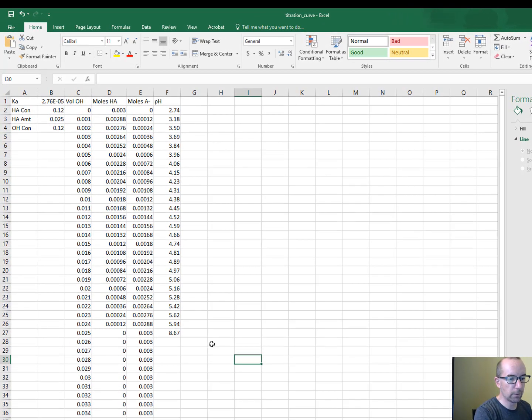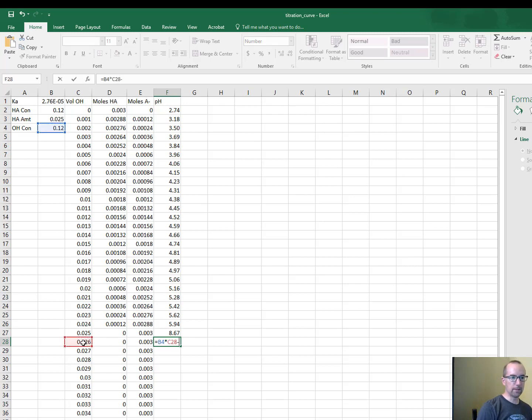So now what we're going to do is figure out the pH when really hydroxide is the only thing I have left. But the question is how much hydroxide. So this cell is going to be equal to the concentration of hydroxide that I've added times the amount that I've added, minus all of the acid that it's reacted with, which is the concentration times the amount. Okay, and this is a group, so I'm going to put parentheses around this.